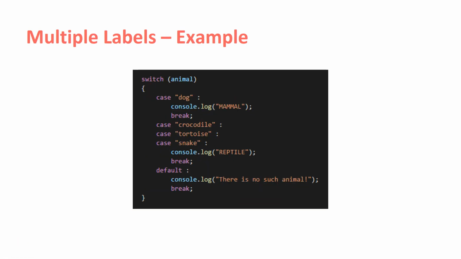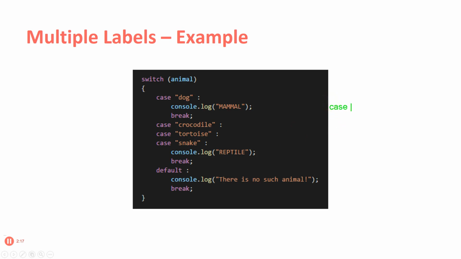We can have also multiple labels. So let's say we have switch case on animal, which is some string. Why do we need that? Well, we need that when on different cases we have to execute the same code. And because we don't want to repeat our code in each place, that's why we use multiple labels. And I'm saying, in case that this is dog, then print on the console mammal and just break it. But in case that it's crocodile, tortoise, or snake, I want you to print on the console reptile and only then break it. So here, if animal is one of these 3 values, then in all these cases, we'll print the same code.